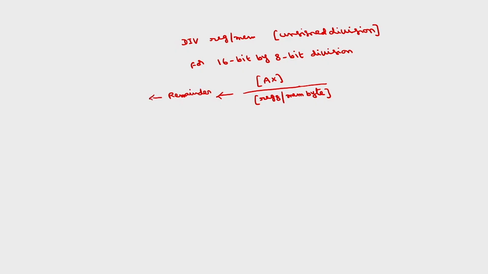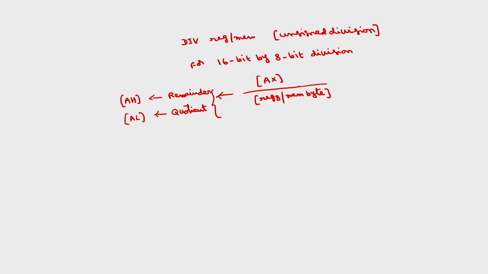This will store the remainder in AH, quotient in AL. This is the division operation, DIV register 8/memory. This is 16 bit by 8 bit division. By default, the dividend will be in AX, and the divisor we have to give is either an 8 bit register or memory byte. After this division, the remainder will be stored in the higher order 8 bit register of AX, which is AH, and the lower order 8 bits, AL, will store the quotient.